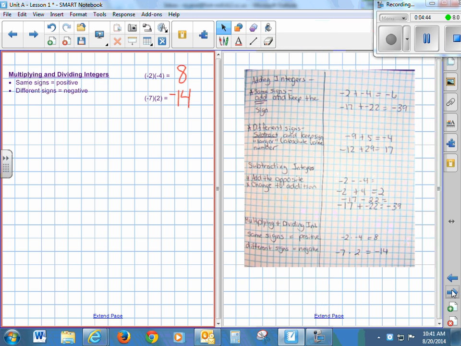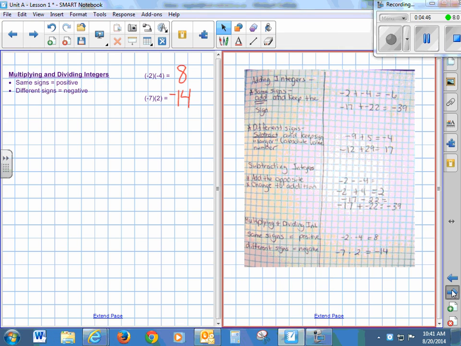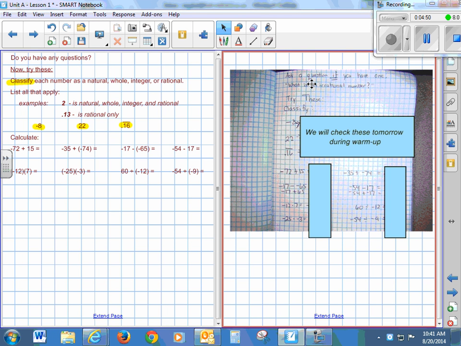Looks like I've run out of room, so I'm going to the next page. And this is where I'm going to give my question. So if you have any questions that you want to ask about the lesson, you need to write those questions here. I gave an example as what is an irrational number.